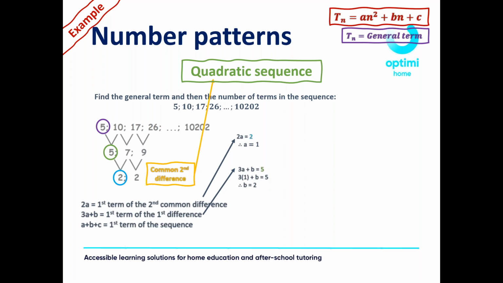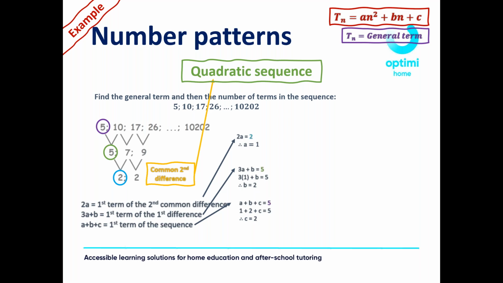Now I have the value of the variables a and b, and I can substitute that into the third equation, which is a plus b plus c is equal to the first term of the original sequence. So a plus b plus c is equal to 5. I substitute the value of a, which is 1. I substitute the value of b, which is 2, plus c is equal to 5. And then I solve for c, which is 2.